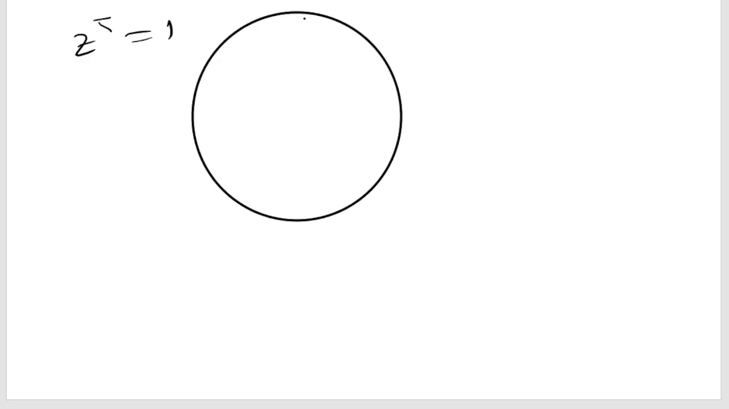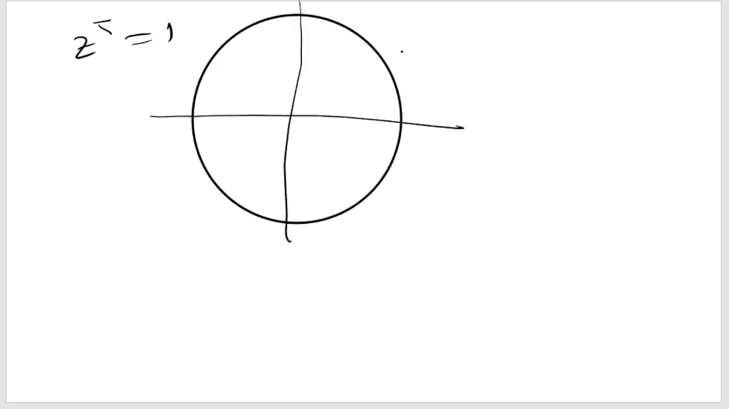Now if I talk about, let's say, z to the power 5 is equal to 1. Since z to the power 5 is equal to 1, we know that one of the roots is 1. But since 5 is odd, minus 1 will not be a root. Okay, the first root is 1, and we have to see where the other roots lie.